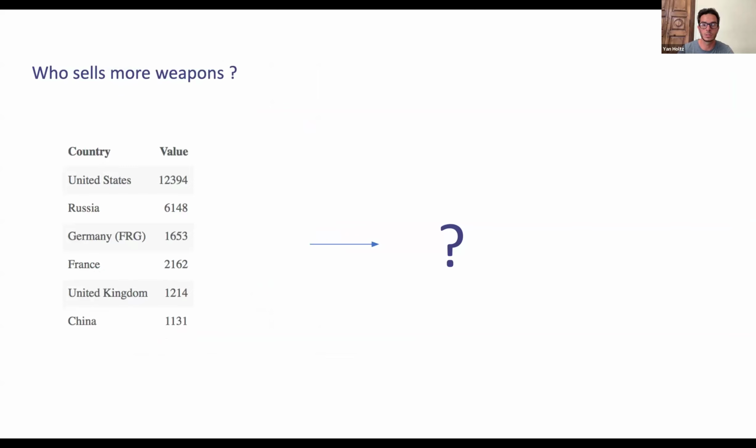So let's try to do a little exercise together. You have this data set. It tells you about a few countries and how much weapons these countries sell. So let's say you have that on your desk. What kind of chart type would you do? Take a few seconds to think about it. And if you have some idea, you can speak, or you can even write it in the chat if you want. And we can see what ideas you come with.